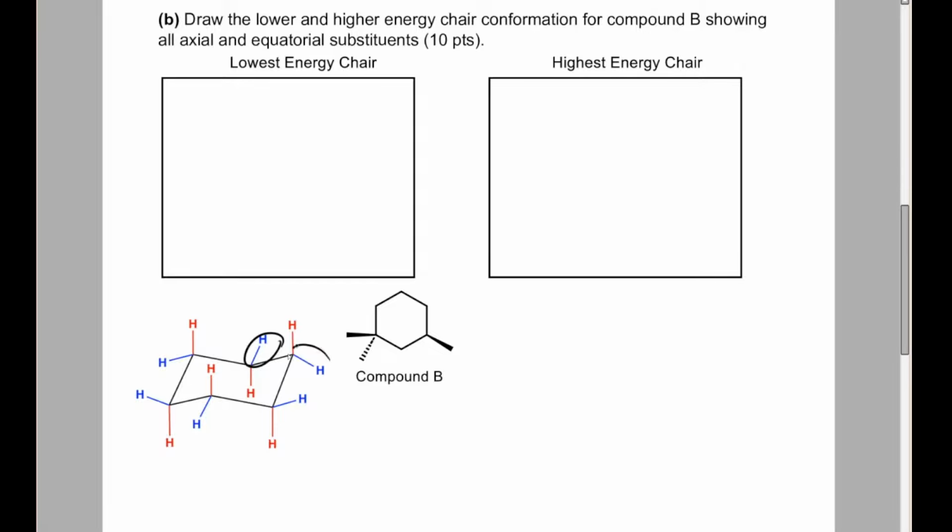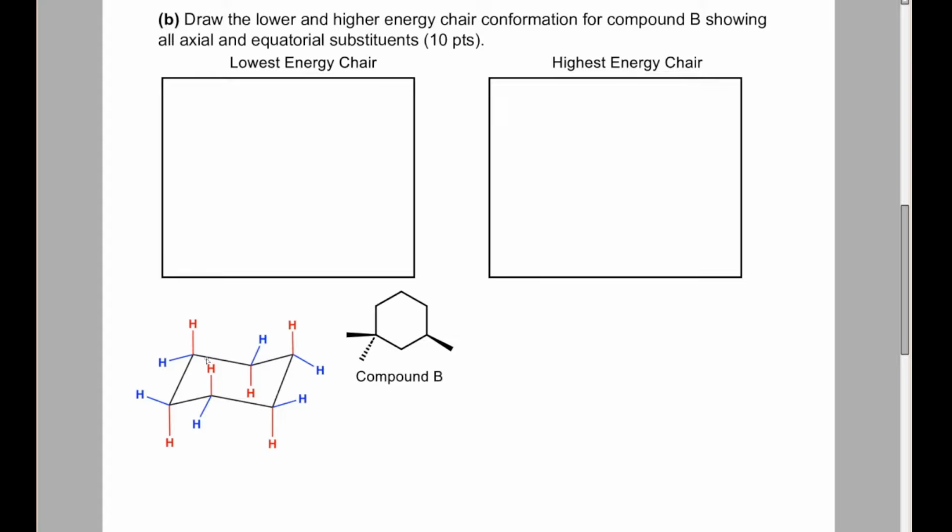So these blue hydrogens, these are the equatorial ones. They are pointed away and they're less likely to react, and therefore they have a lower energy. And then these red hydrogens are the axial hydrogens, and they're pointed up, and as you can see, they can react with each other. They're closer together, and this would contribute to a higher energy chair.